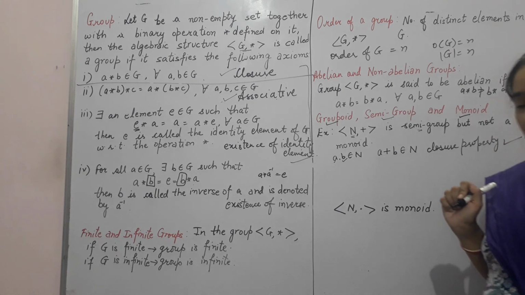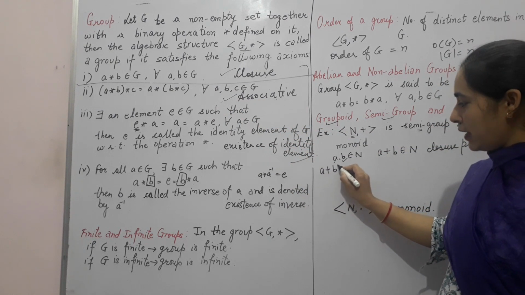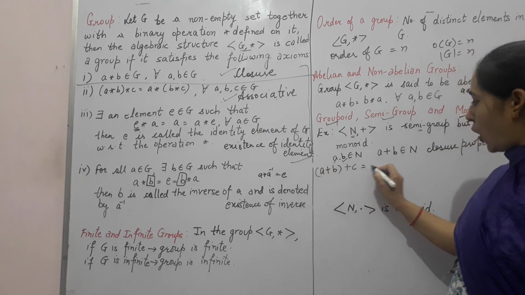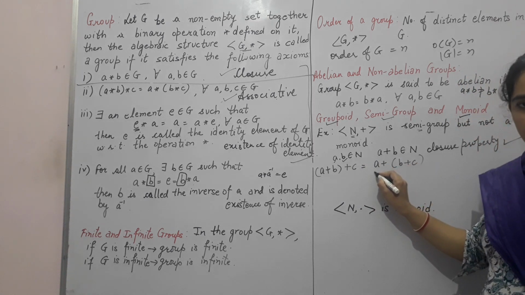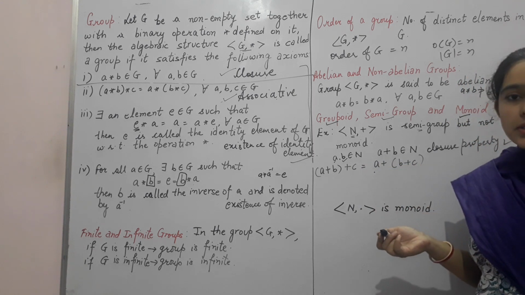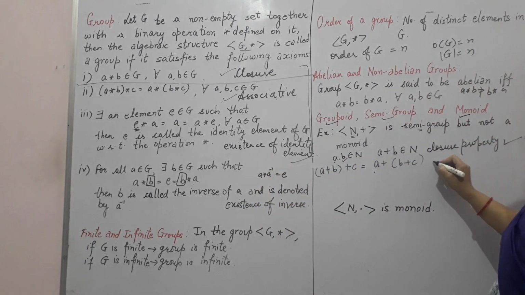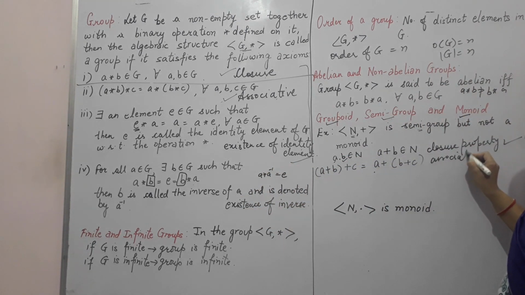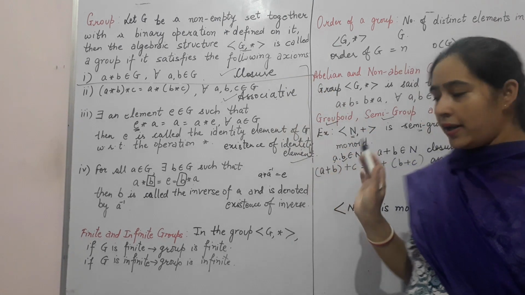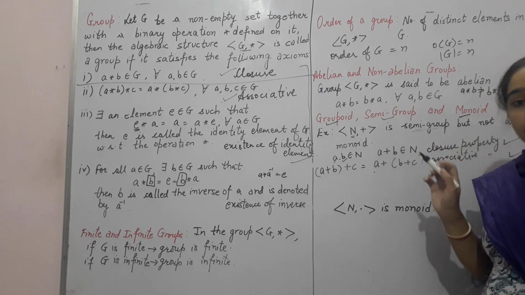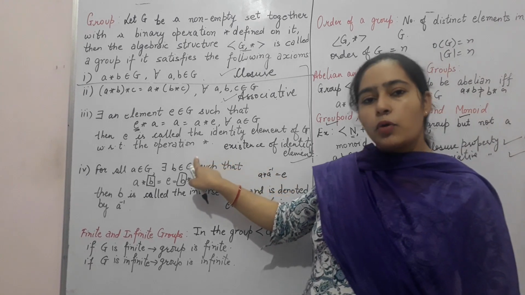Closure property is satisfied. Now let's take the second property. If we add A and B and then add C, or we add B and C firstly and then add A to it, then we know that the answer will be the same. Why? Because addition of natural numbers is associative. So associative property is also satisfied. So the first 2 properties are satisfied. That means it becomes a semigroup.